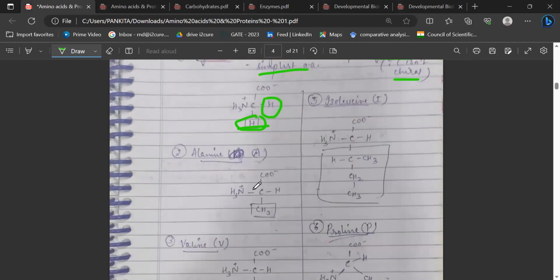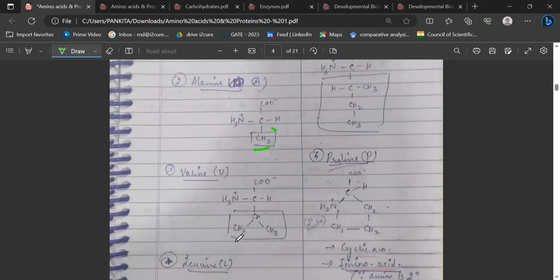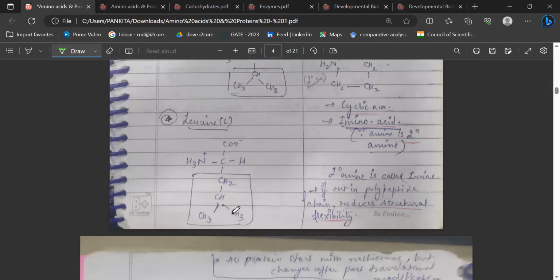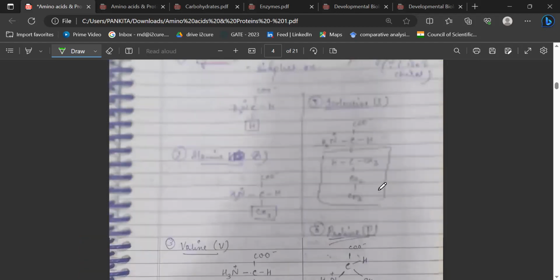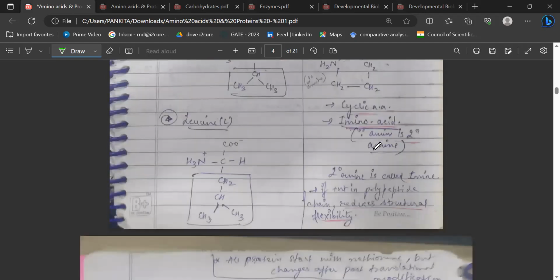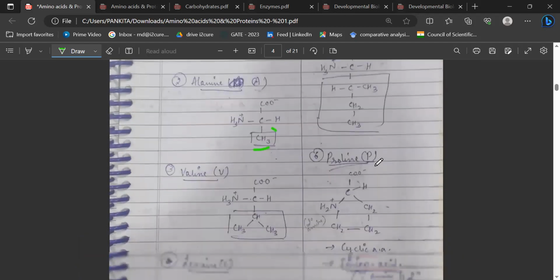The next structure is that of alanine. The side chain, basically R, is CH3. In case of valine, this is the side chain: CH3, CH3. In leucine, the side chain is CH2, CH3, CH3. Then isoleucine, again, is an isomer of leucine. The position of carbons is changed.